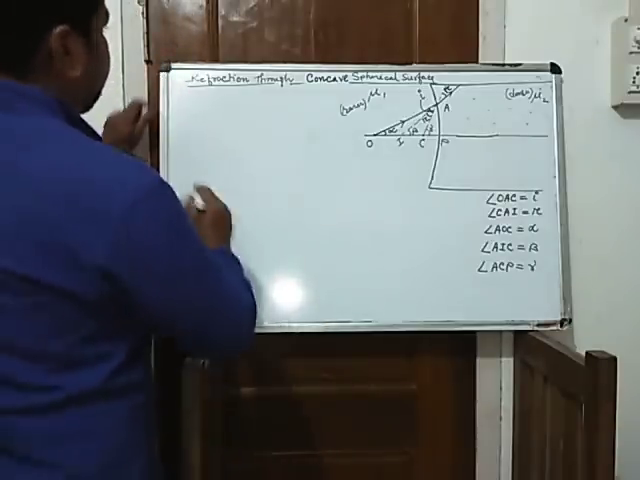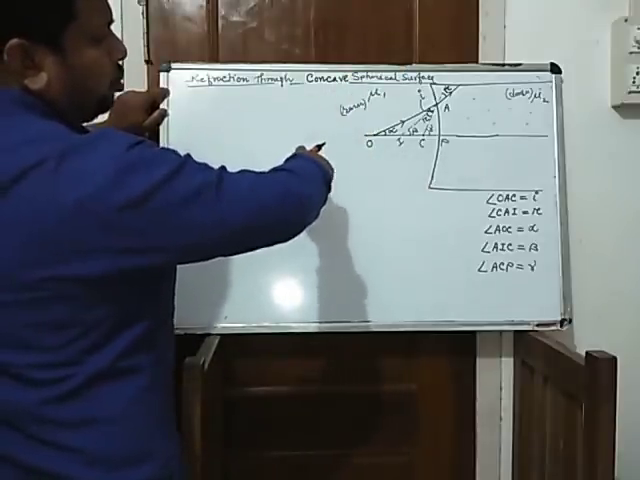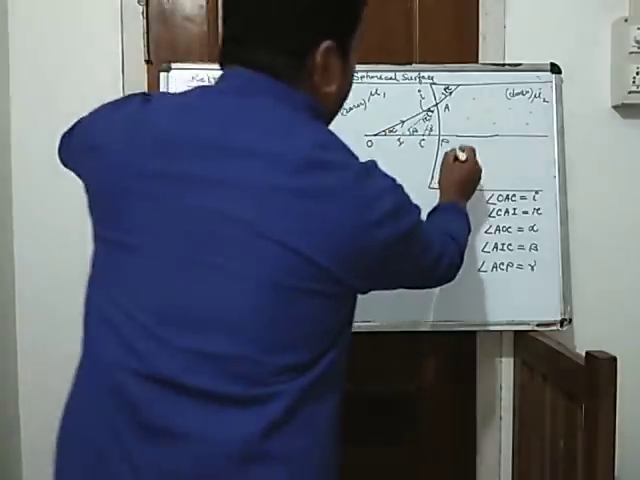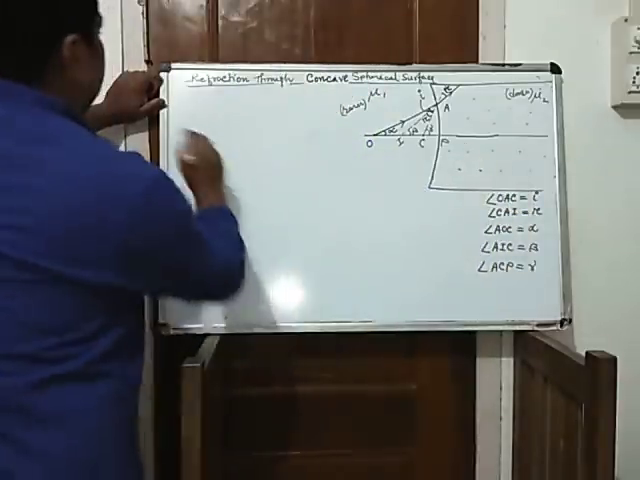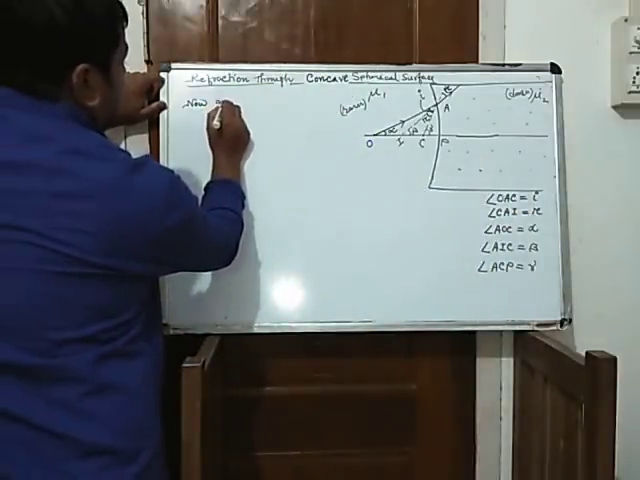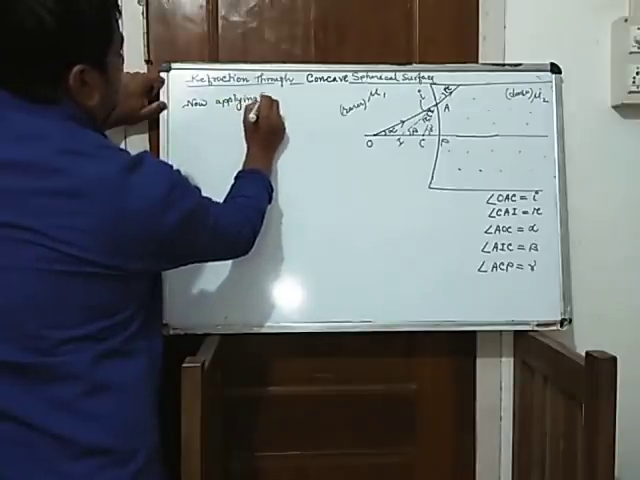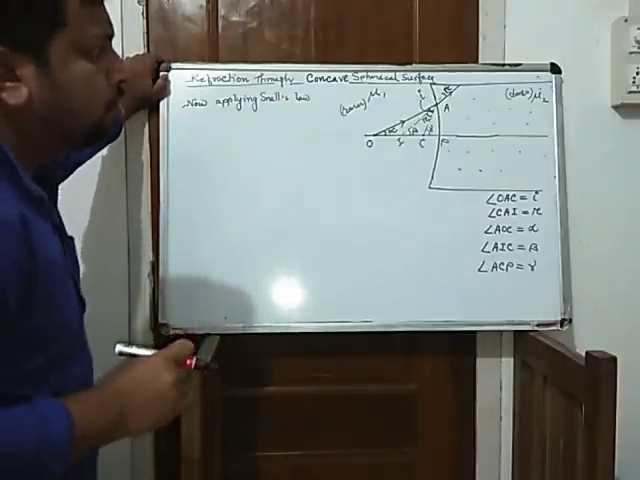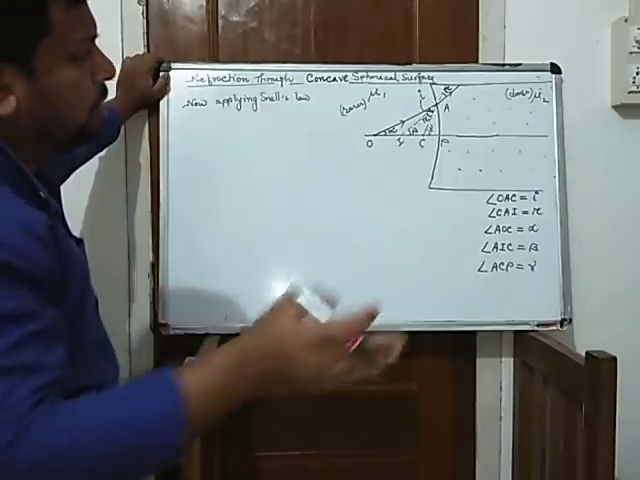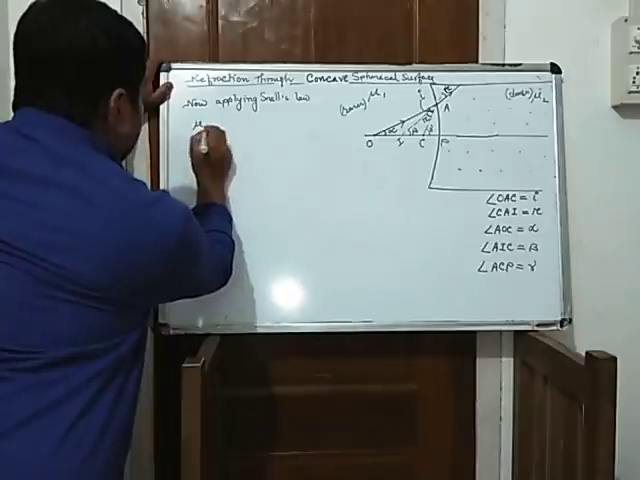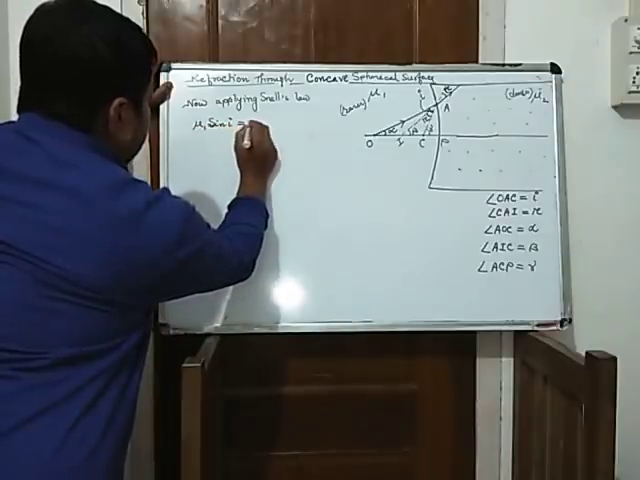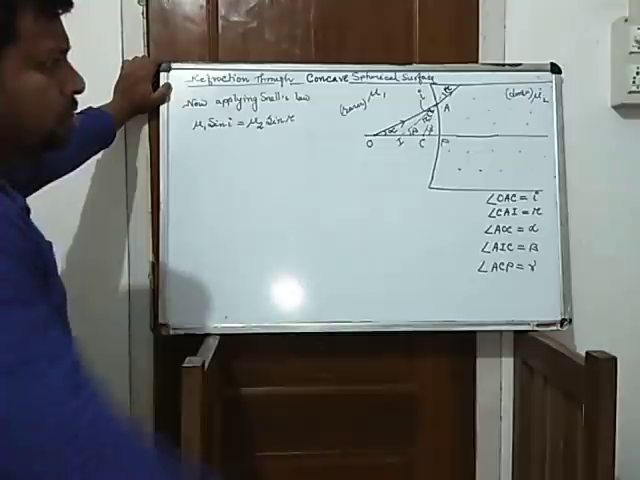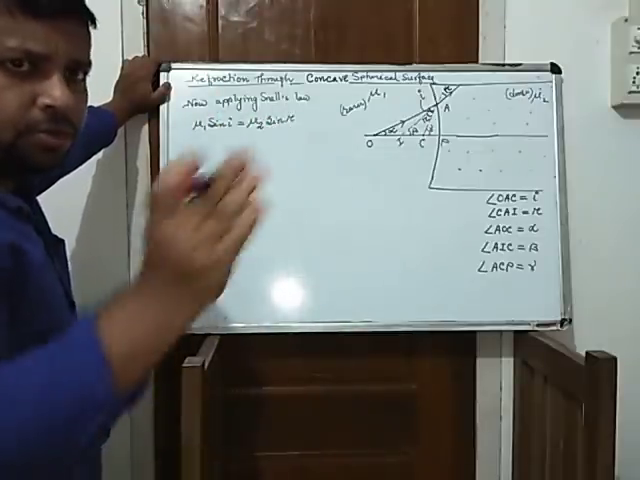So now applying Snell's law. Here the object is O, image is I, and C is the center of curvature, so all the measurements are obtained in front of the spherical surface. Now applying Snell's law, you have to do it yourself. What did we apply? Snell's law gave us mu 1 sin i equal to mu 2 sin r. Here this angle is very small. Angle of incidence is small.